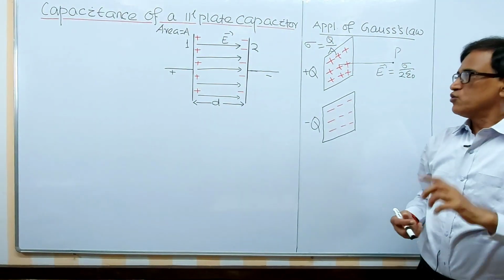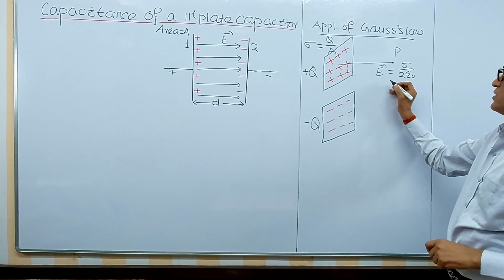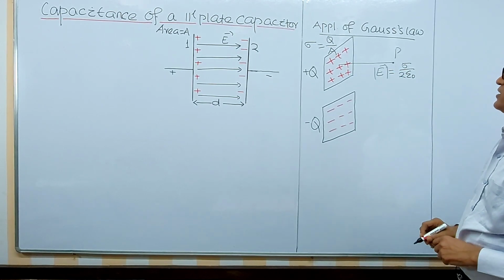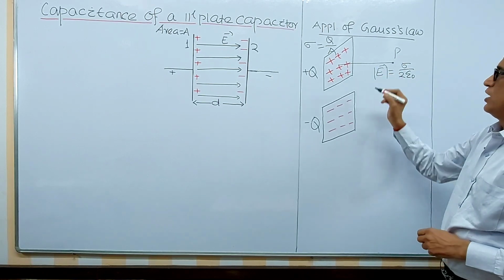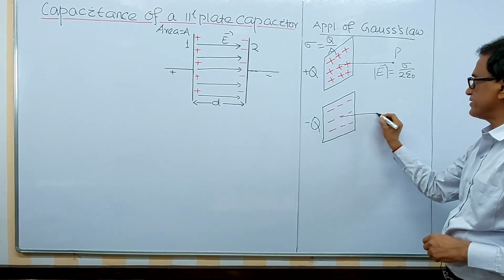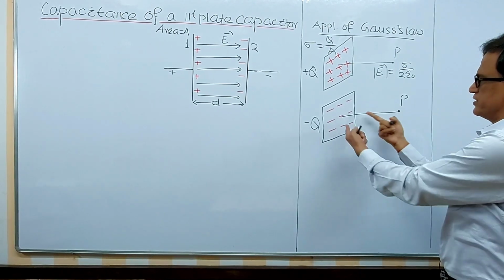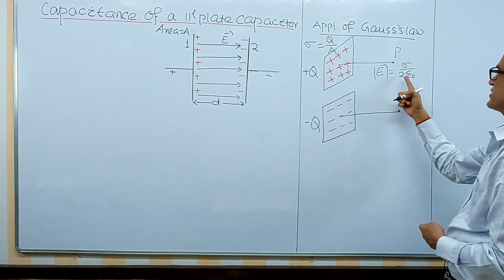Okay. Now what happens in this case here? In magnitude this is sigma by 2 epsilon 0, and here also if you take the negative charge at the same point P, any point, it is independent of the distance r.